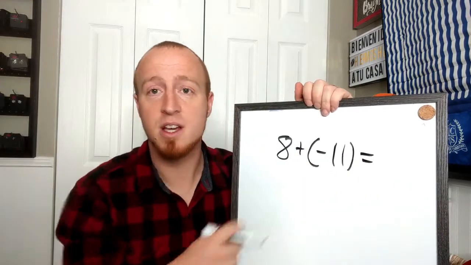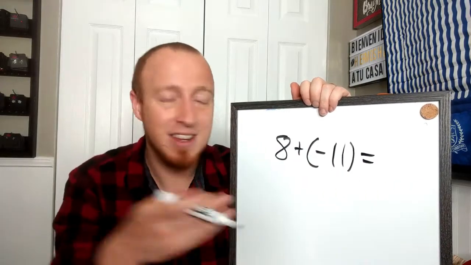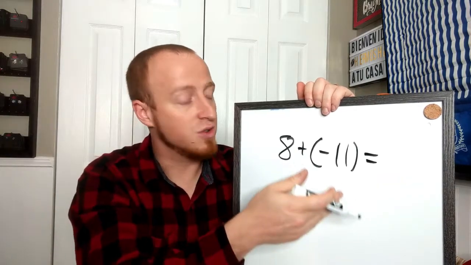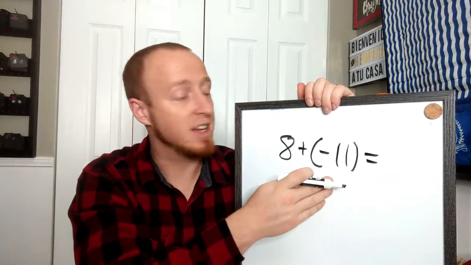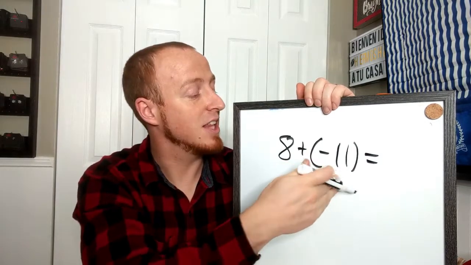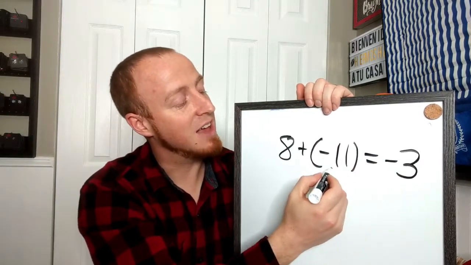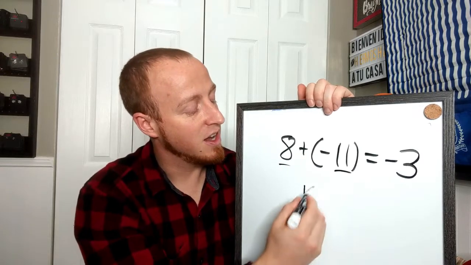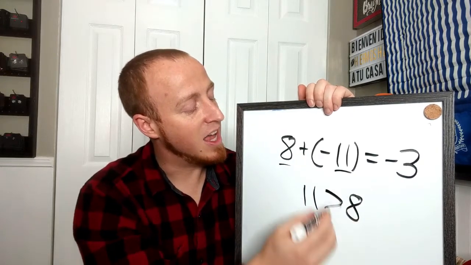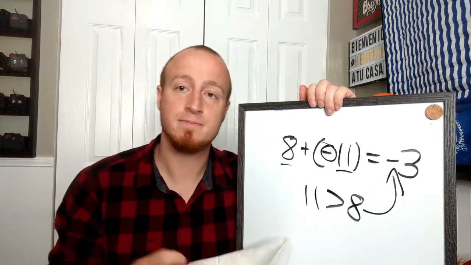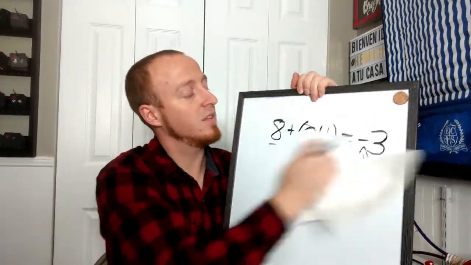Well, you have a positive 8 and a negative 11, so your signs are different. You subtract and you keep the larger digit sign, larger number sign. So 11 minus 8 is 3. Keep the negative because 11 is greater than 8. All right, 11 is greater than 8, so you keep the negative. Okay, so you get negative 3.